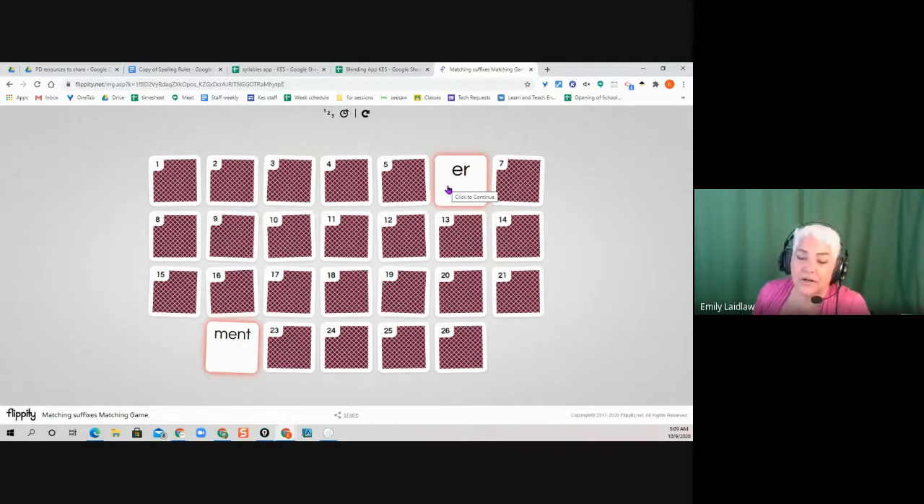Er has 2 meanings. It means the person who, like if I teach, I am a teacher. But it can also mean more. Like I'm short and someone else is shorter, right? So it has 2 meanings. So you can see what I'm doing is I'm teaching and asking the students to find recognition. The more they're able to say, oh yeah, I've seen that word, the more they'll see it as they come to multisyllabic words, and they'll notice the word parts.